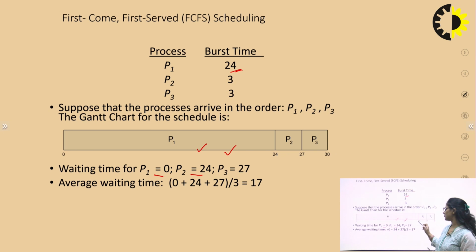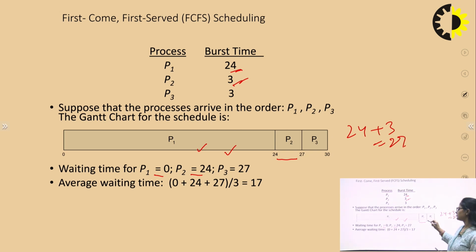We can see that at 24 milliseconds, when P1 has freed the CPU, the CPU is scheduled to P2. Now it will start working, and it will work for 3 milliseconds. So 24 plus 3, at 27 milliseconds, P2 will free the CPU, and then the CPU will be allocated to P3. The burst time for P3 is 3 milliseconds, so 27 plus 3 is 30 milliseconds. At 30 milliseconds, P3 will free the CPU.